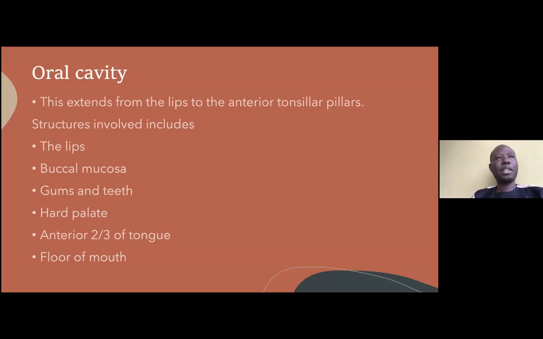So you make sure you examine the lips, the buccal mucosa, the gums, the hard palate. You examine the anterior two-thirds of the tongue. The base of the tongue is part of the oropharynx. And then the floor of the mouth. You ask the person to lift the tongue. You can use a spatula plus a light source, either a head mirror or a headlamp, to examine. If you don't have that, you can even use your pen torch or a torchlight to examine. You lift the tongue, examine under the tongue, and examine all the gums. It's all part of the oral cavity.